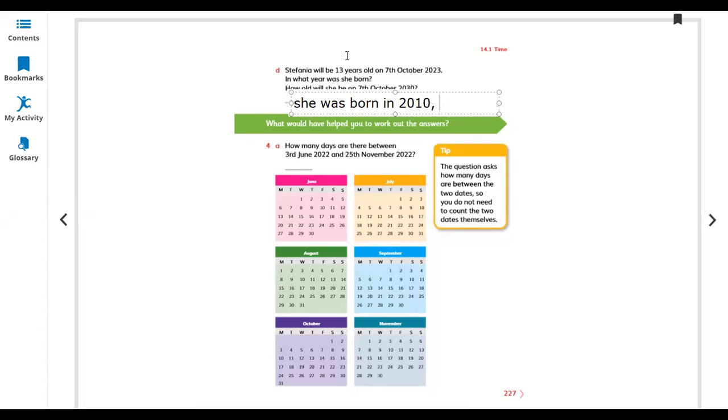So how old will she be on 7th October 2030? After how many years? From 2010 until 2030, it's 20 years. So we can say she will be 20 years old on 7 October 2030.